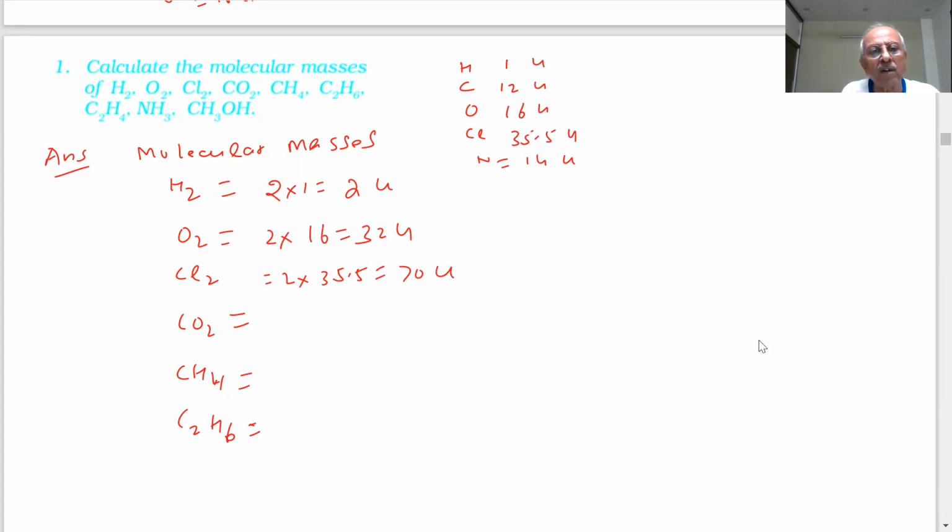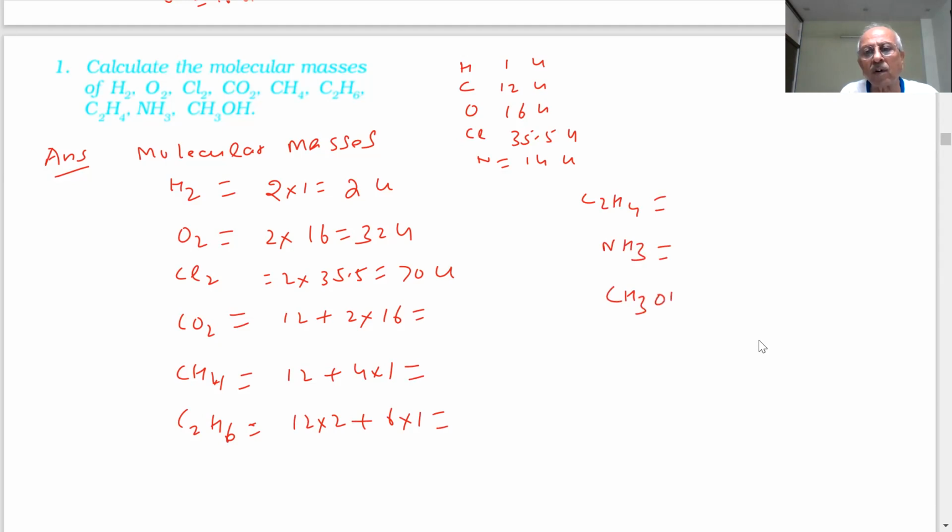Carbon dioxide: 12 plus 2 into 16. How much? 12 plus 4 into 1. How much? 12 into 2 plus 6 into 1 equals, find out, students. And you have C2H4. Then you have NH3. And you have CH3OH. All right. Find the molecular masses of all these compounds, students, and finish this work.